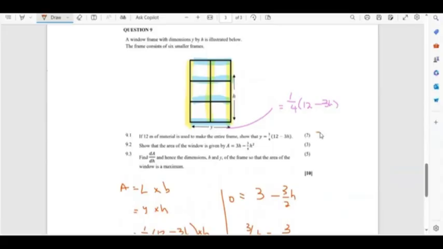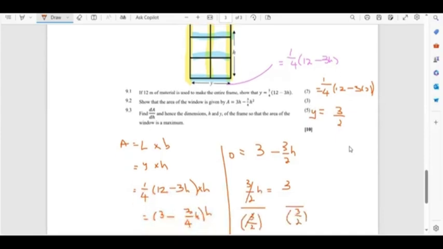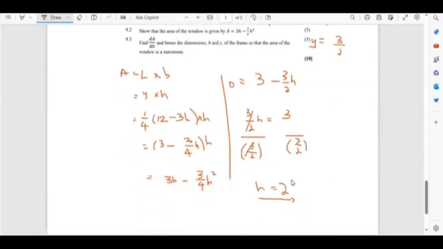So basically, this is 1 over 4 multiplied by 12 minus 3 multiplied by 2. Punching this into your calculator, your y should be equal to 3 over 2. Now, these are your dimensions if your area is at the maximum. Your y is going to be equal to 3 over 2, and your h is going to be equal to 2.